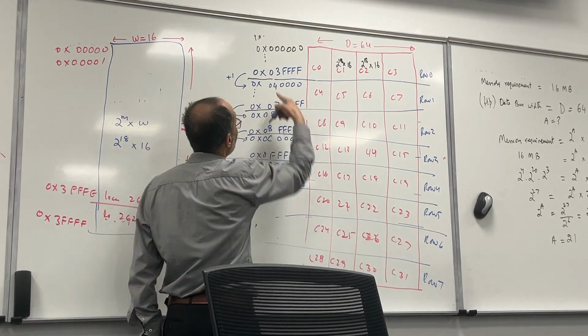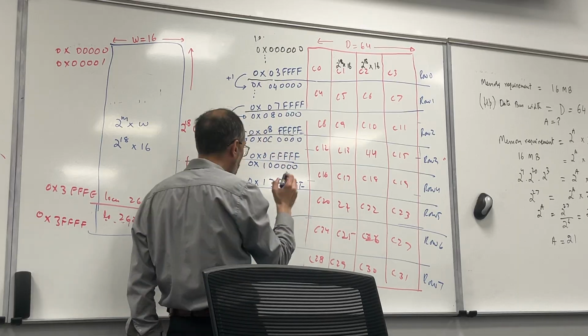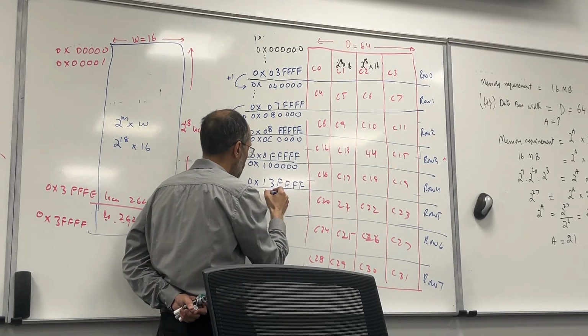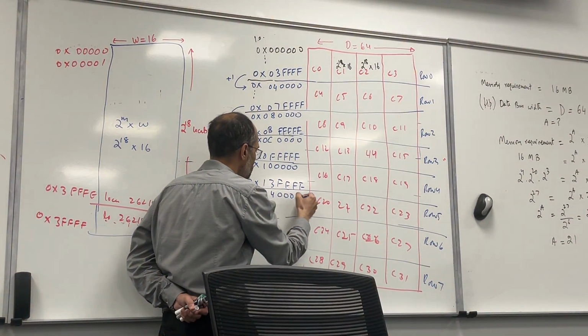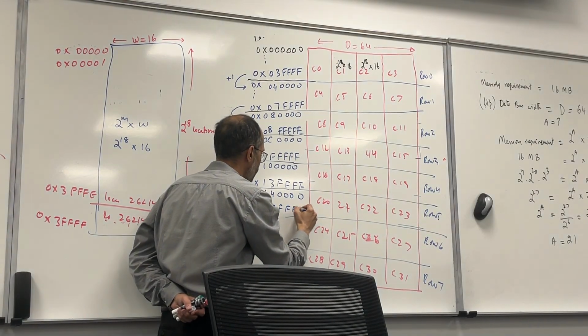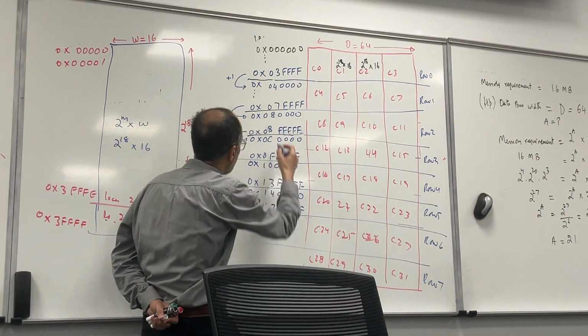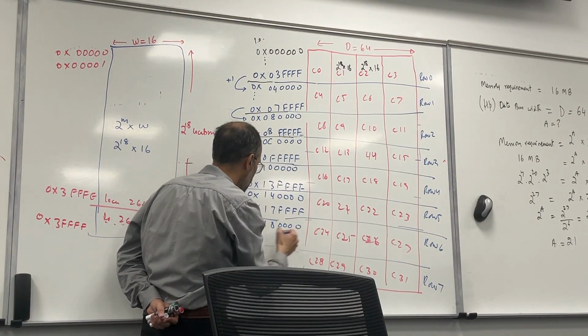The same stuff. Now instead of 0, we can replace that 0 with what? 1. So this will be 0x100000, and then 0x17FFFF. And if you go here, 0x what? 0x180000, and then 0x what?